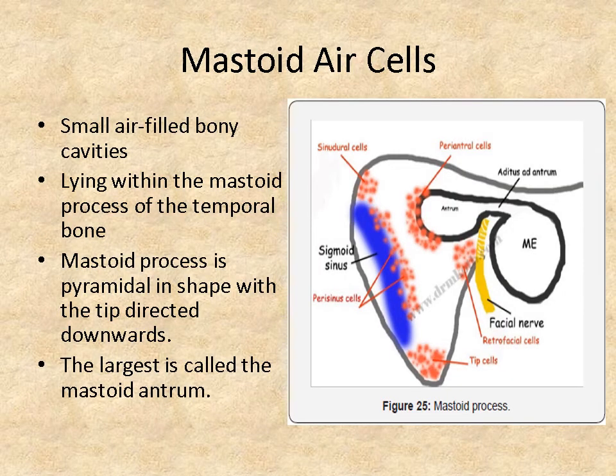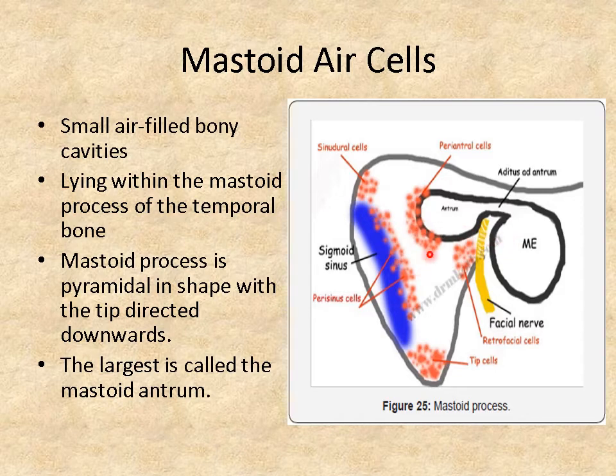Mastoid air cells. These are small air-filled bony cavities. They lie within the mastoid process of the temporal bone. The mastoid process is pyramidal in shape and the tip is directed downwards. The largest air cell is the mastoid antrum, and it communicates with the attic through the additus ad antrum.